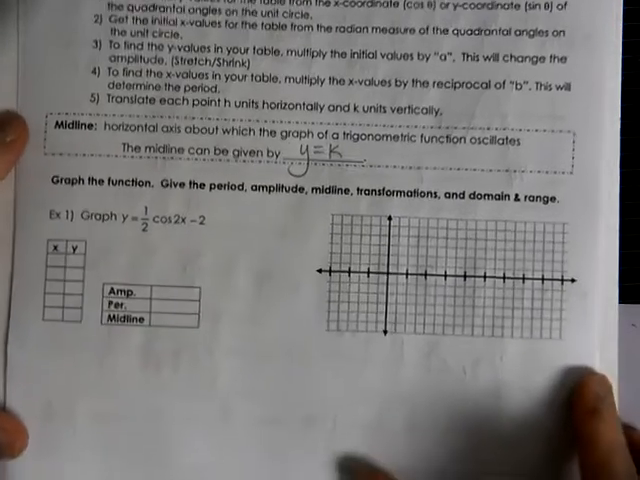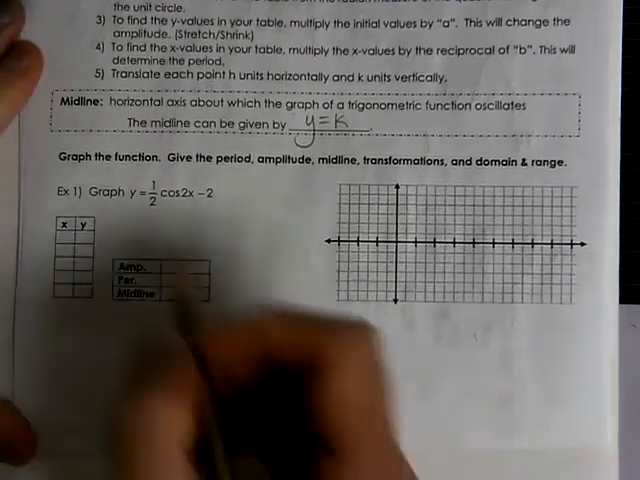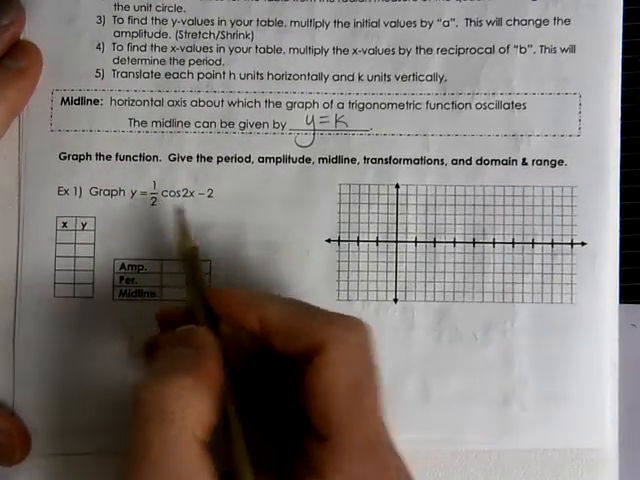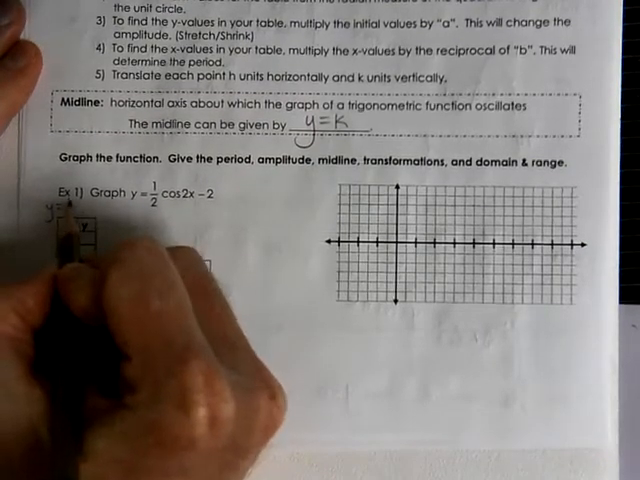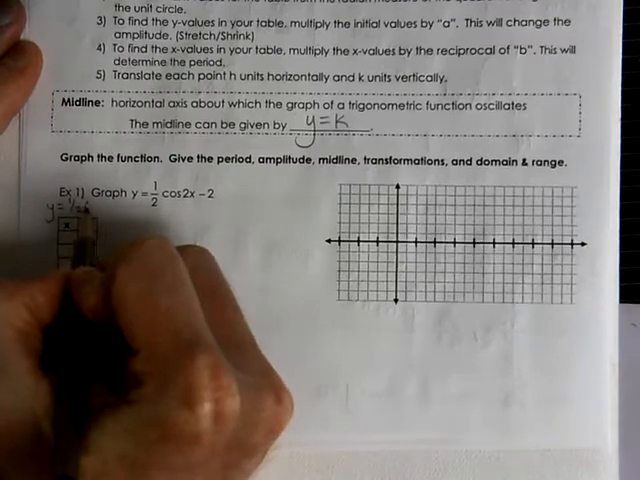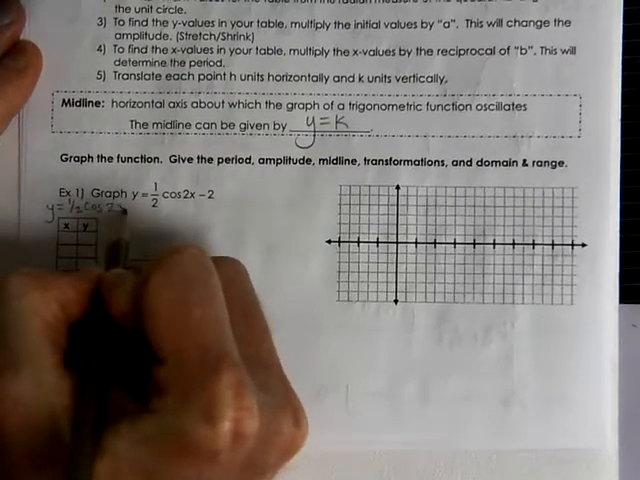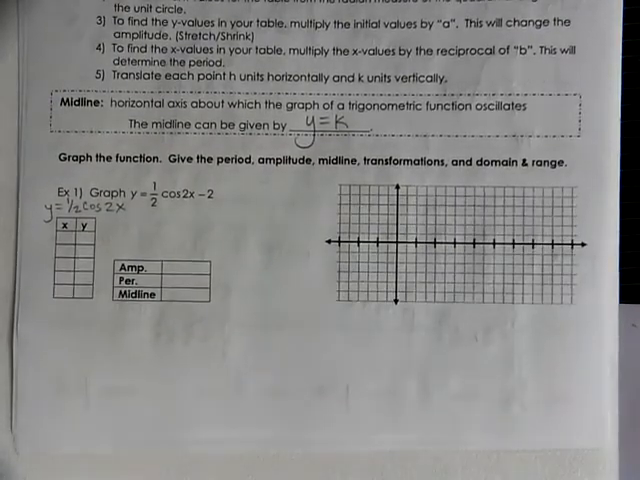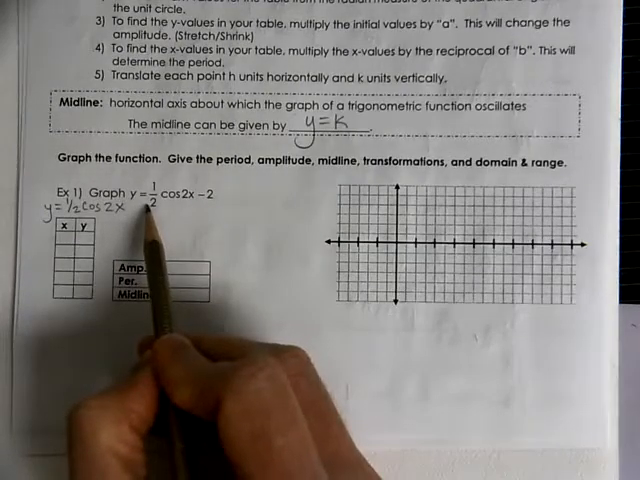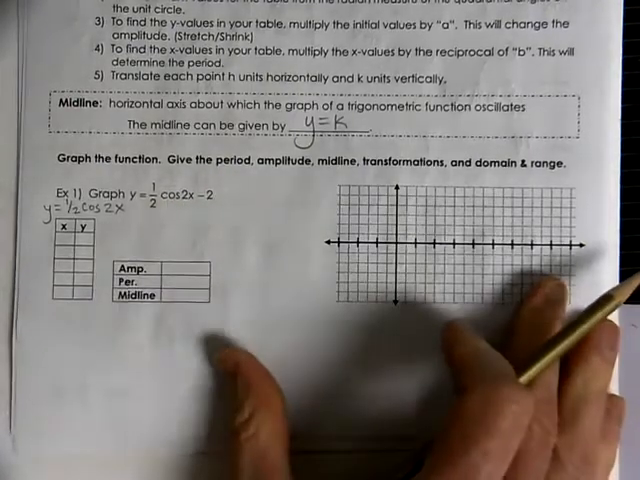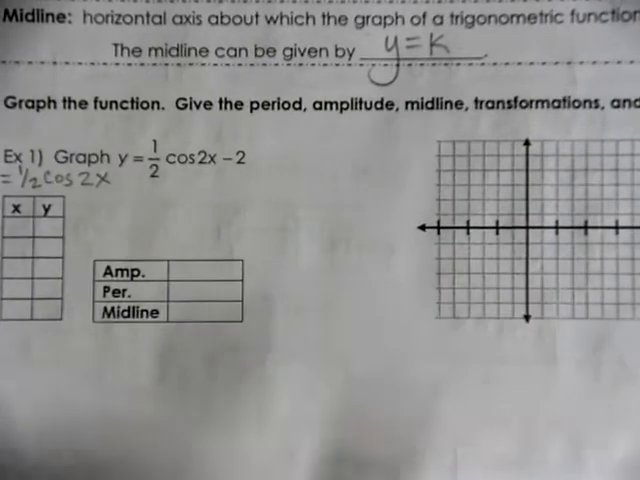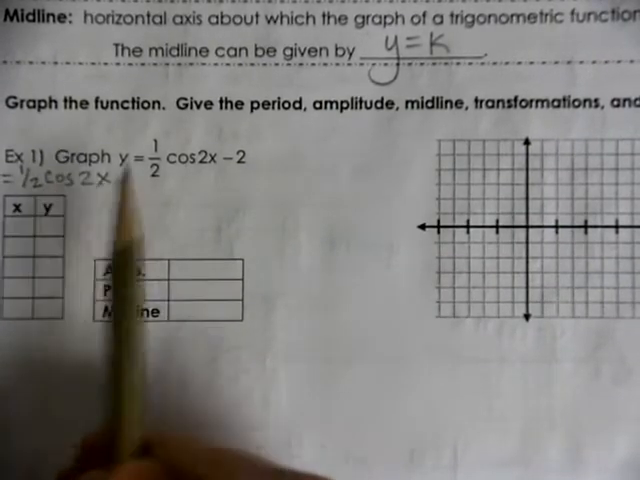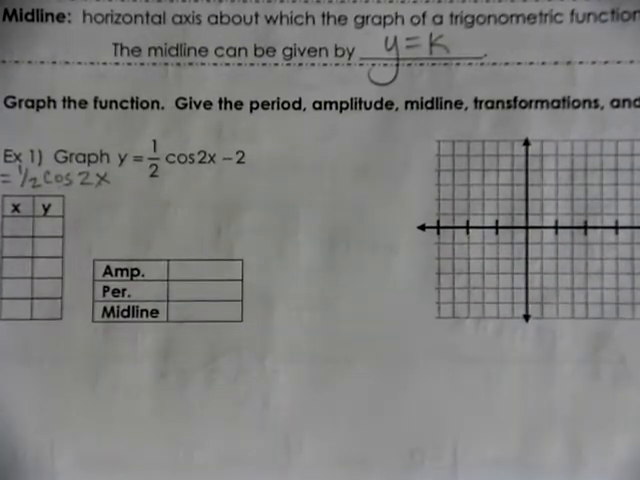So let's get into our first example. We're going to graph y equals 1/2 cosine of 2x. We're going to combine both of this. This has a shrink in it. We're going to combine cosine of 2x with the half shrink, all in one.